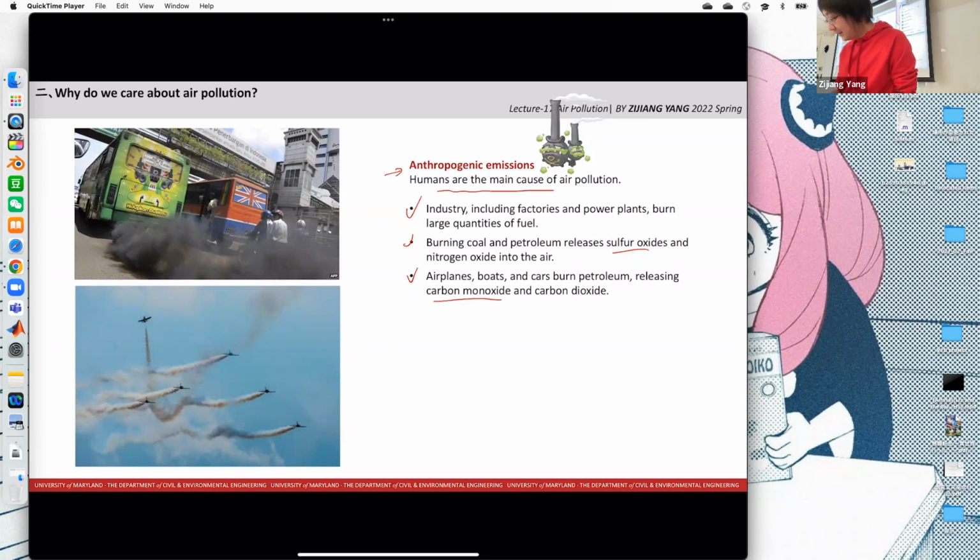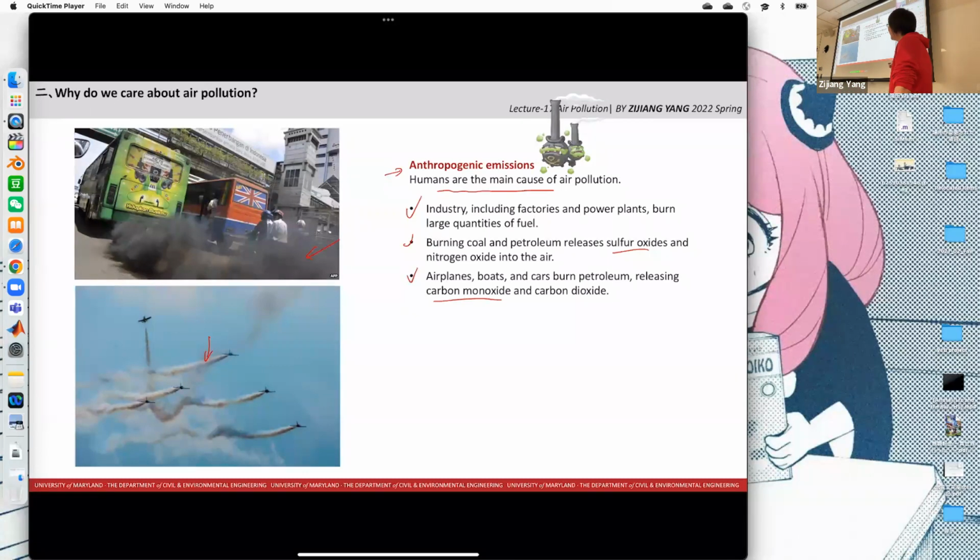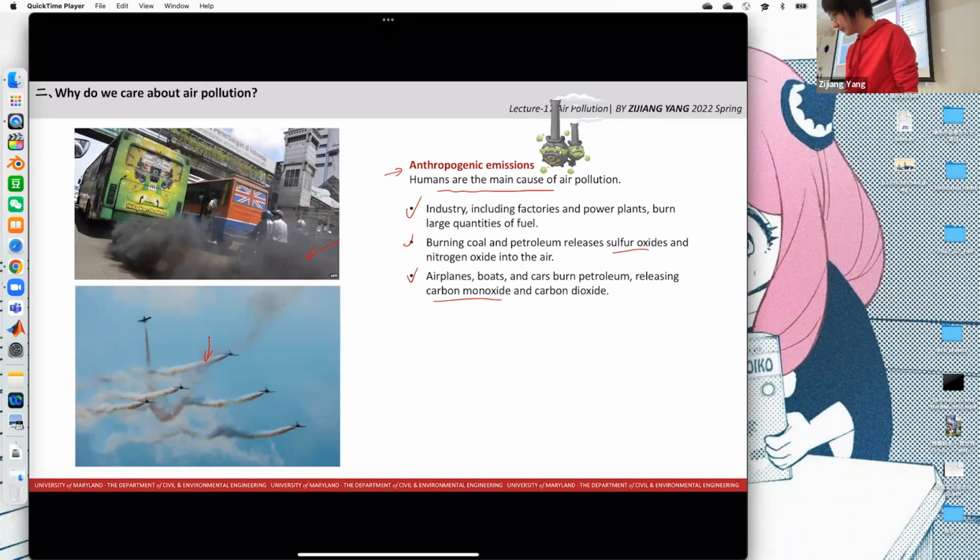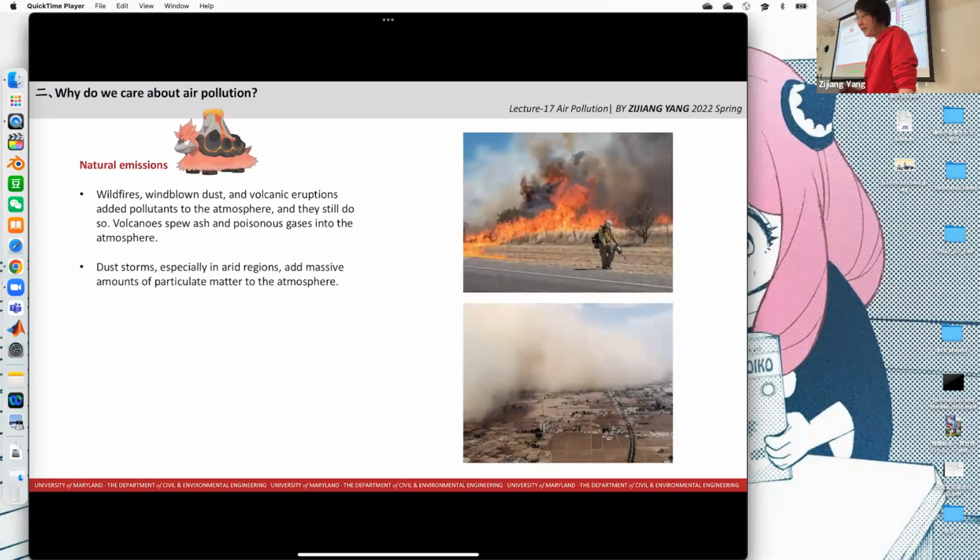And we can see the smoke is very bad. But nowadays, it is hard to see the smoke like this. The next one is natural emission. It could come from wildfires. When it is burning, we will have a large amount of smoke. And volcanic eruption is also another source of air pollutants.